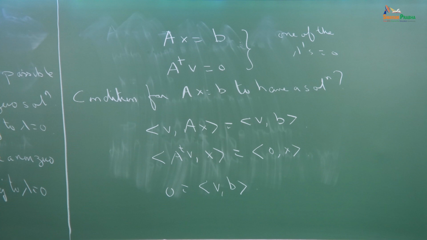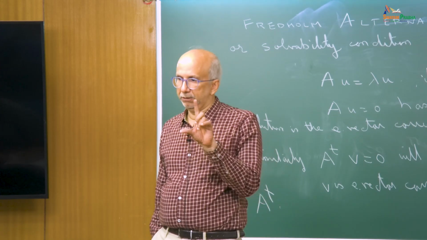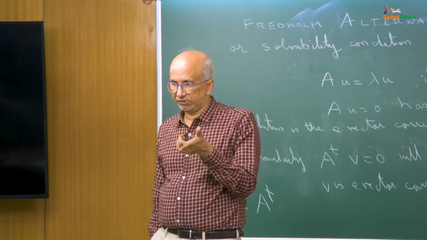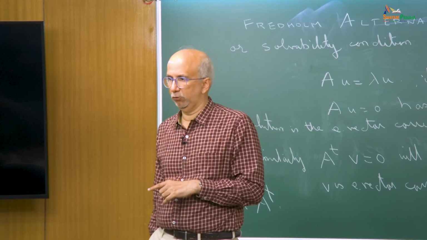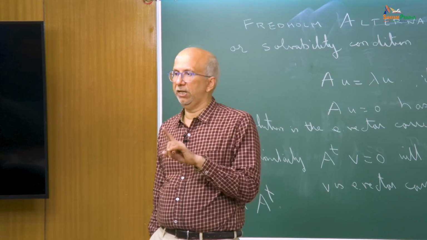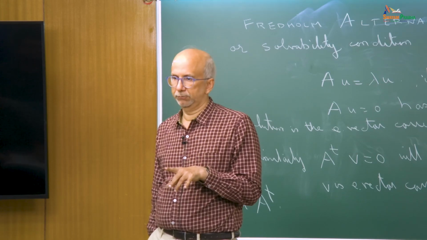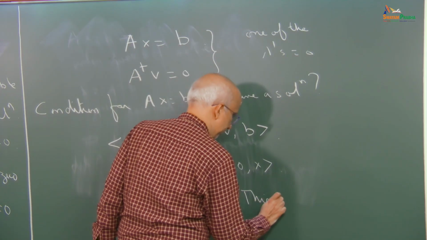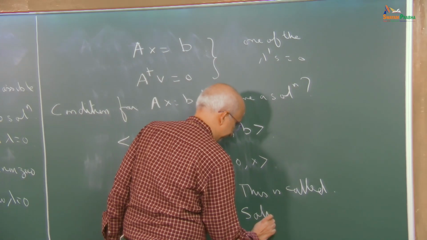So, the point I am trying to make here is that in order for a solution to exist, the b has to be perpendicular to v, which is the eigenvector corresponding to A transpose for lambda equal to 0. Only if b is orthogonal to v, I will have a solution. Okay. So, this condition is called the solvability condition.